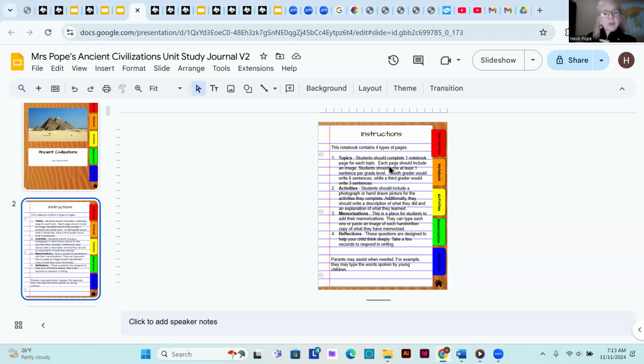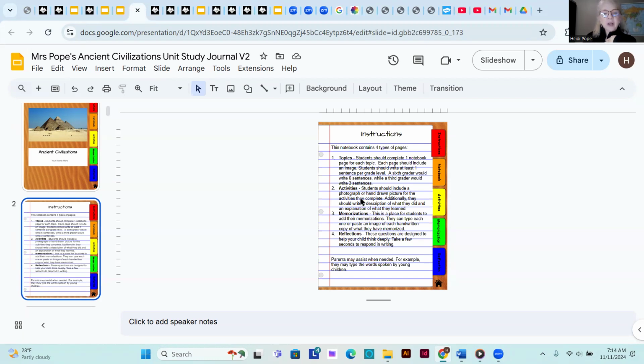It says students should complete 1 notebook page for each topic. You don't have to do 4 notebook pages, and you don't need to do less than 1, but each page should include an image. The student should write at least 1 sentence per grade level. So for example, a 6th grader would write 6 sentences minimum, while a 3rd grader would write 3 sentences.